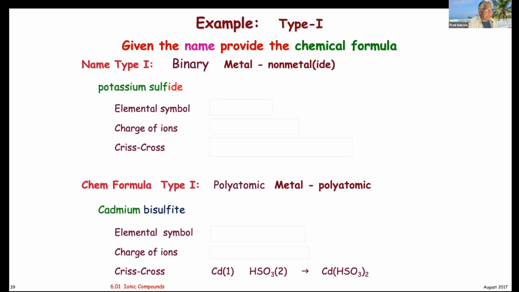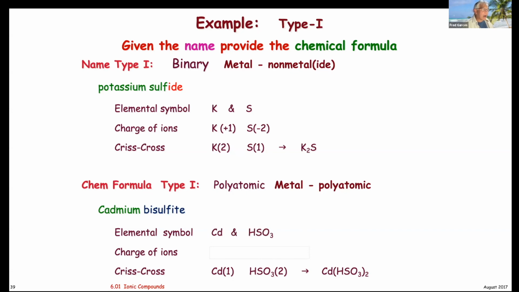This potassium and sulfur. We know potassium is +1, sulfur is -2. We do the crisscross. The 2 on sulfur is now the 2 on potassium. The 1 on potassium, that's K, is the 1 on sulfur, and that becomes the subscript. It's called the crisscross trick. So the formula is K2S. Let's take a look at the next one.